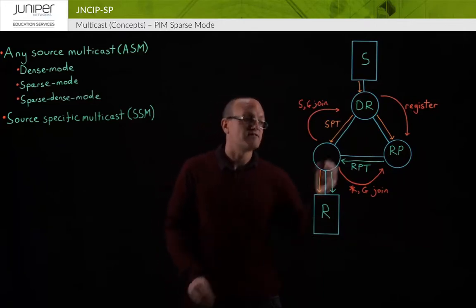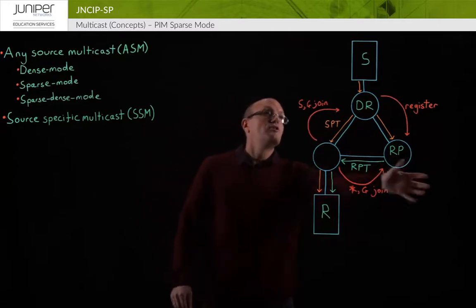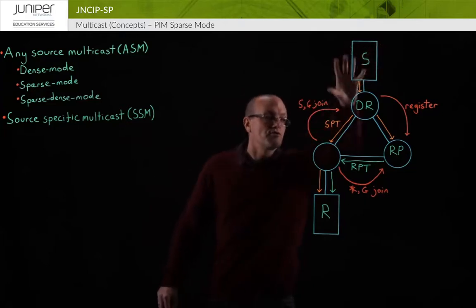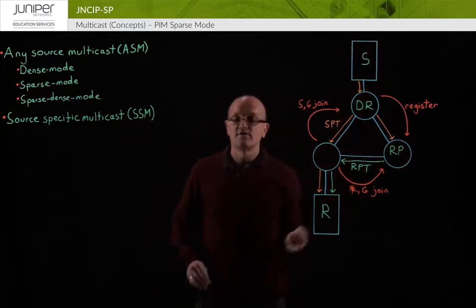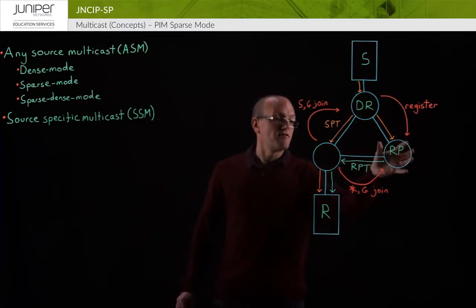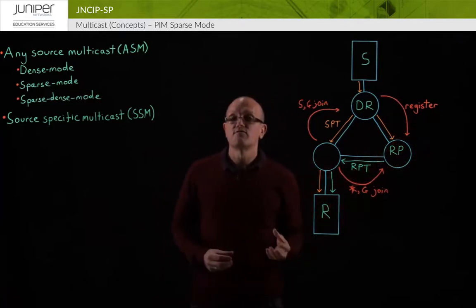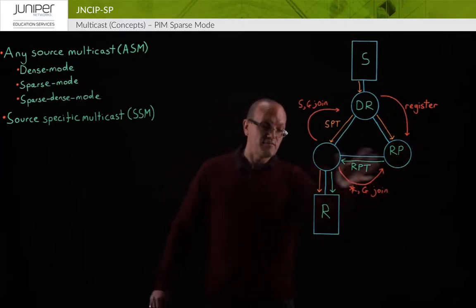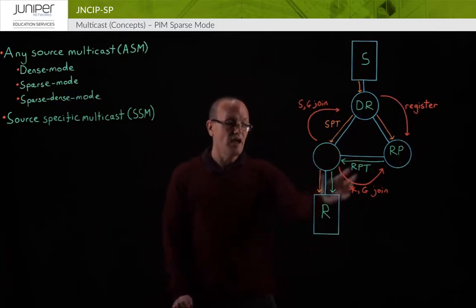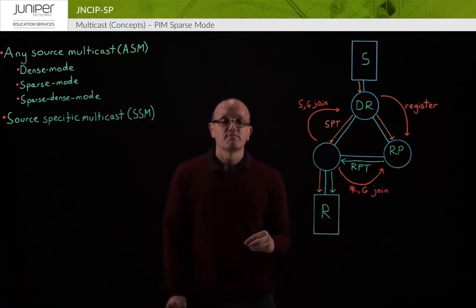And this join means that the rendezvous point joins a shortest path tree to the source, so it can start to receive traffic from the source and it can be delivered to the rendezvous point. At the rendezvous point, it now delivers traffic to this group over the rendezvous point tree, the RPT, to the device that's connected to the interested receiver. And now the interested receiver is receiving this traffic.